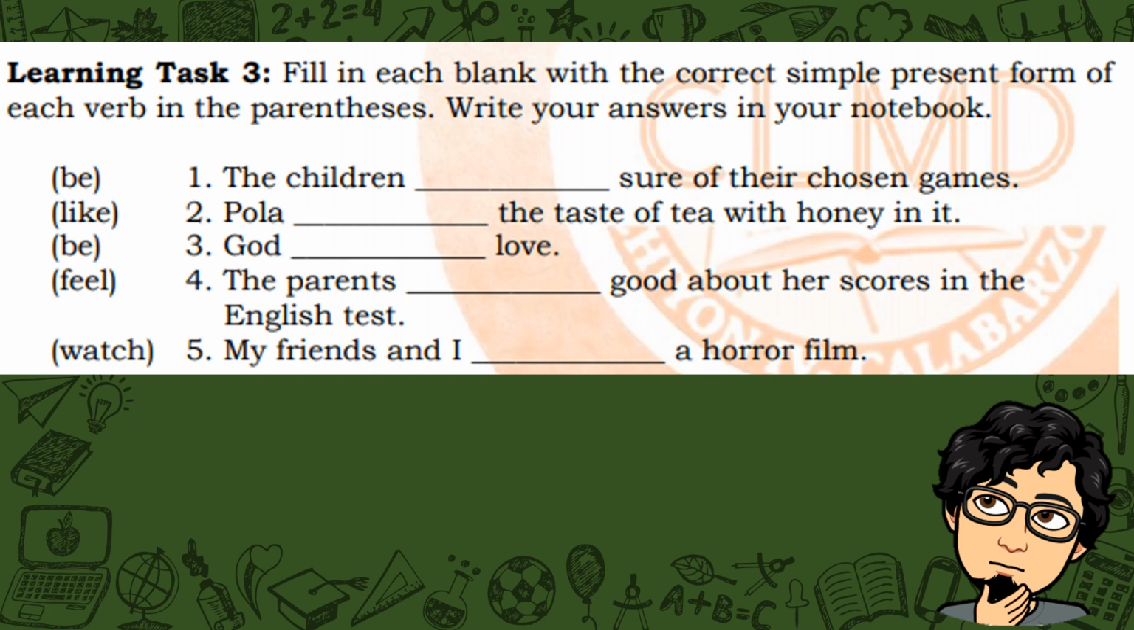Learning task 3. Fill in each blank with the correct simple present form of each verb in the parentheses. For example, the children blank sure of their chosen games. The correct simple present form of the verb: are. The children are sure of their chosen games.